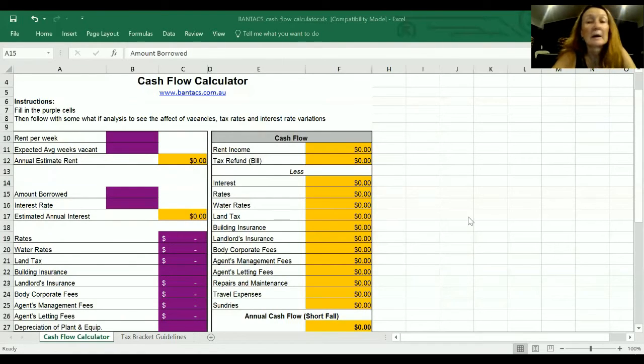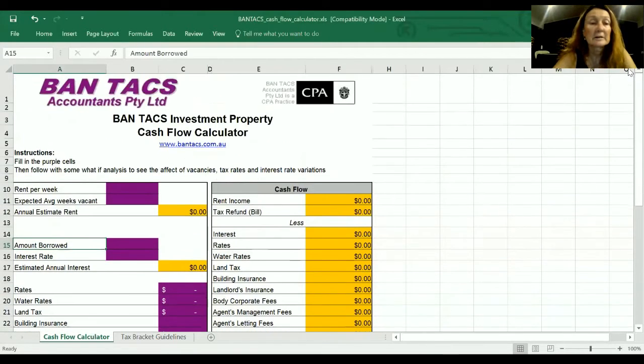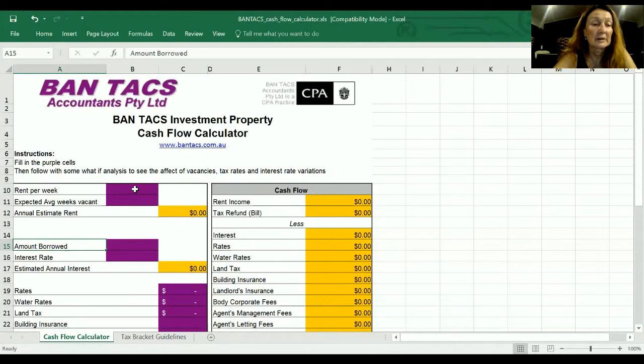To do this, I'm going to use our cash flow calculator, which is a little Excel spreadsheet. I'll get it up on the screen just now. There we go. Share screen. And we'll just put in some figures that we can, as a typical example.